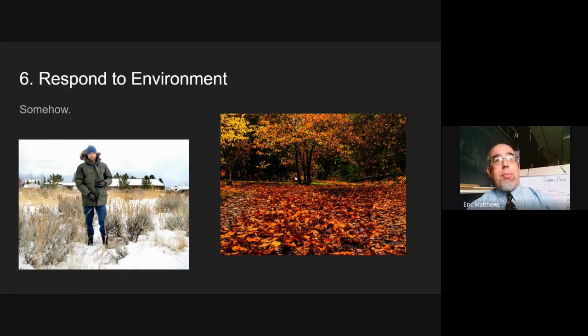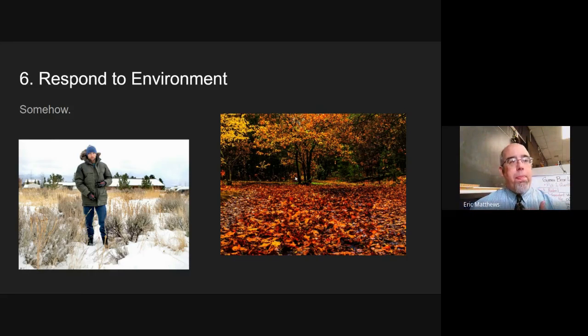Now, when you take a look at something like the tree, like we're starting to see outside now, that's responding to the environment too. Those trees are responding to the changing temperatures to shed their leaves. So response to environment doesn't have to be a very direct and immediate thing. It can be a slower series of steps. It doesn't have to happen or work at the speed that we think of.